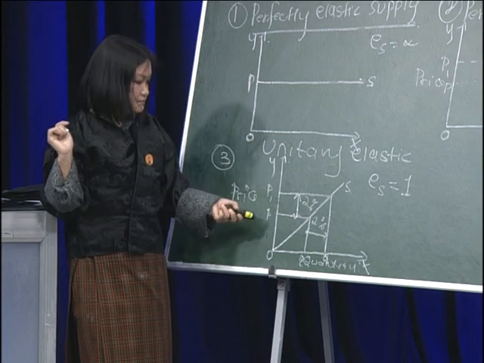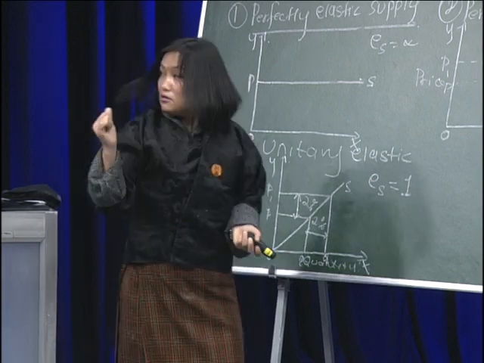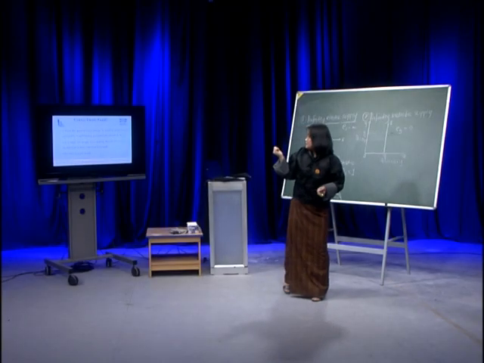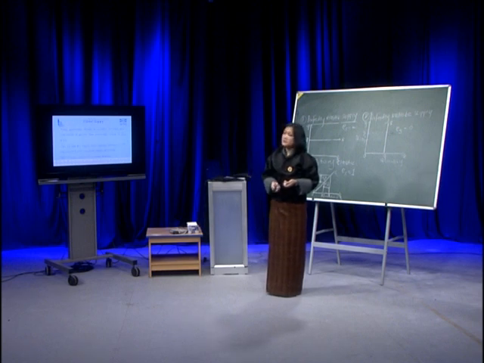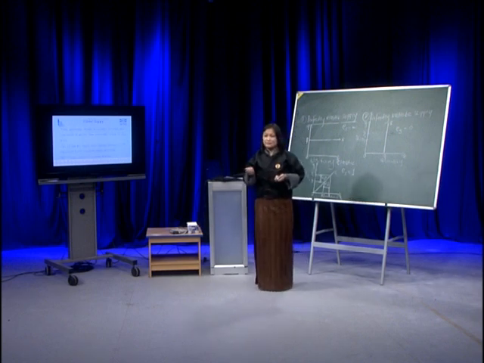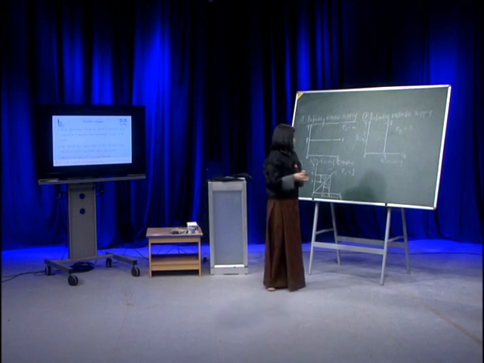Is it clear? Okay, now you look at the definition of unitary elasticity of supply. When the proportionate change in quantity supplied of a commodity is equivalent to proportionate change in its price. Okay, now let's look at elastic supply, the fourth category.